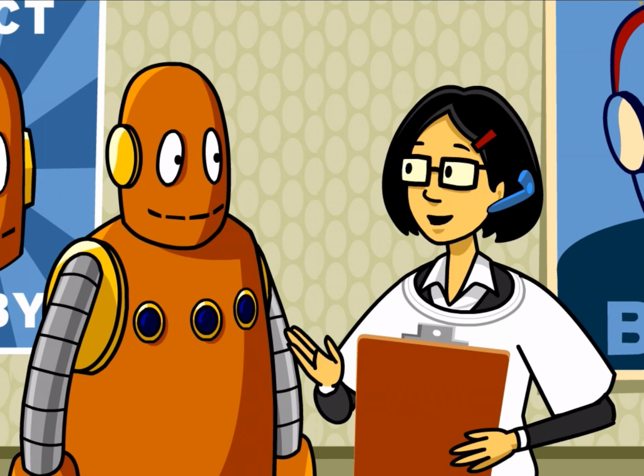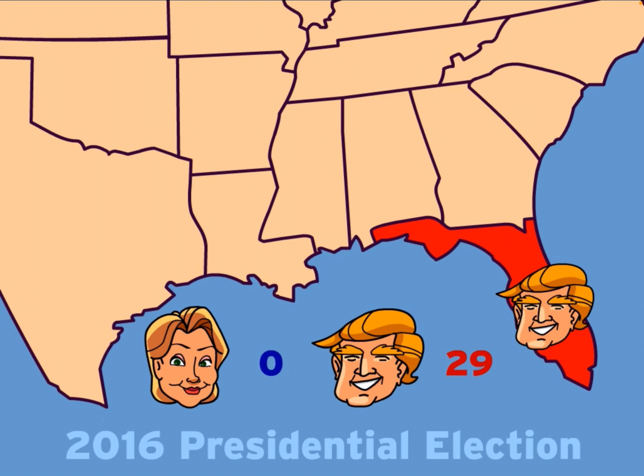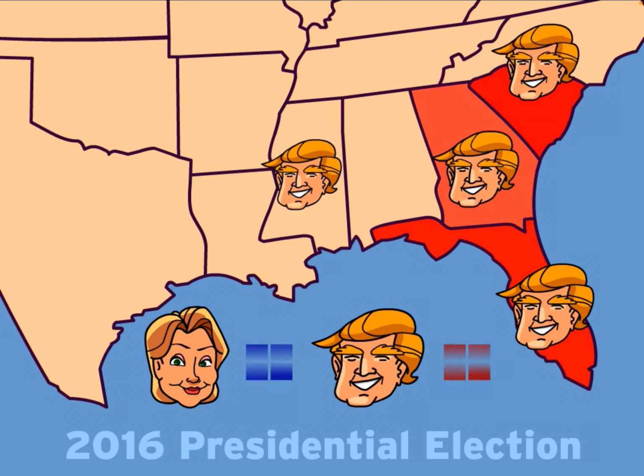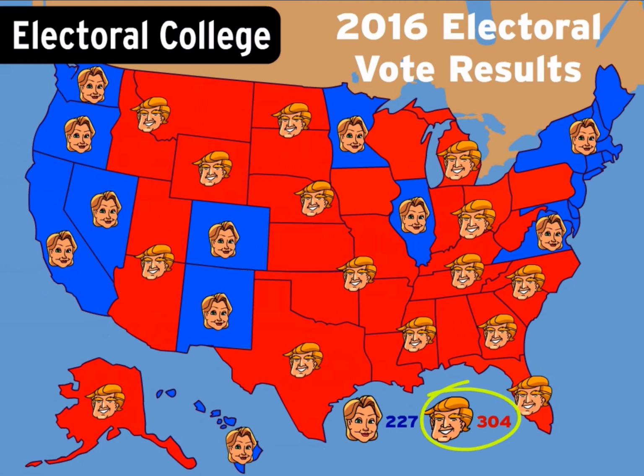Well, on election day, each state counts up its residents' votes. In almost every state, the candidate who gets the majority wins all of that state's electoral votes. This process is known as the Electoral College. It's a majority rule system, but only within individual states.